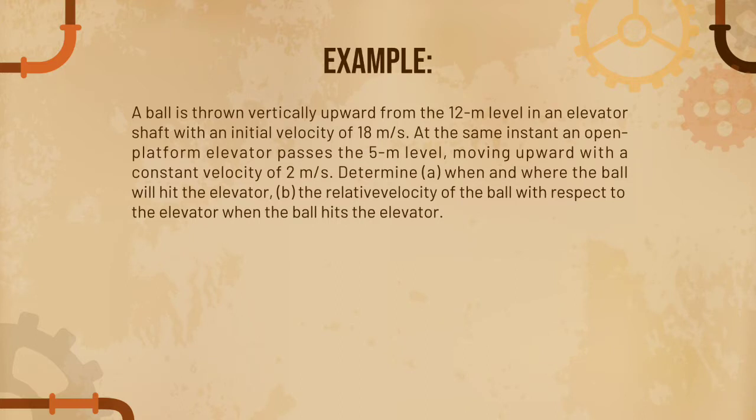Example: a ball is thrown vertically upward from the 12-meter level in an elevator shaft with an initial velocity of 18 meters per second. At the same instant, an open platform elevator passes the 5-meter level, moving upward with a constant velocity of 2 meters per second. Determine A, when and where the ball will hit the elevator. B, the relative velocity of the ball with respect to the elevator when the ball hits the elevator.